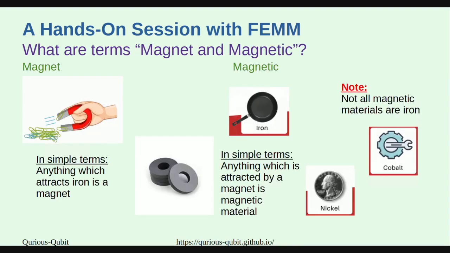So the first topic is, what are the terms magnet and magnetic? We have used the words magnet and magnetic. Basically, in very simple terms, not talking about the physics behind what a magnet is, which deals with intrinsic spins and everything at the atomic level, anything which attracts iron is a magnet. This definition is wrong, I know, but to understand it, it's very simple.